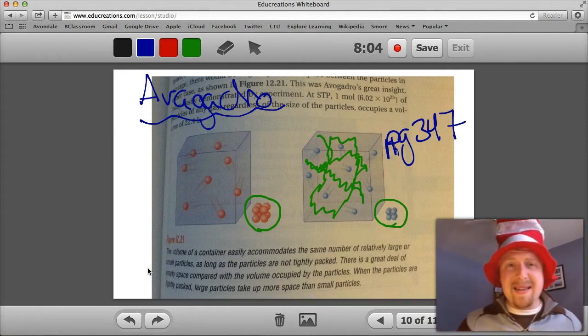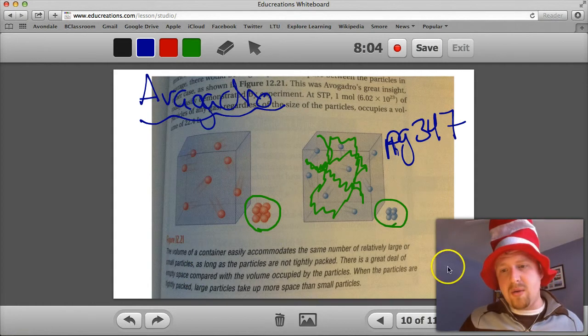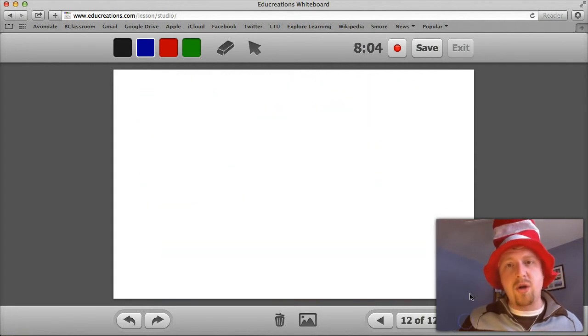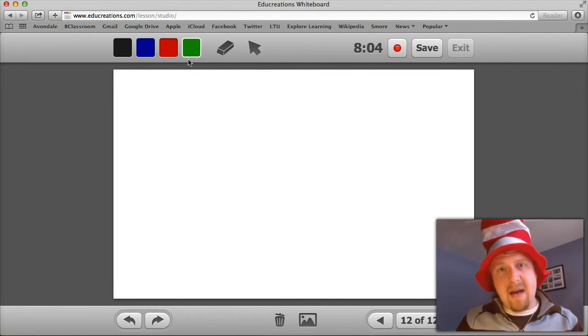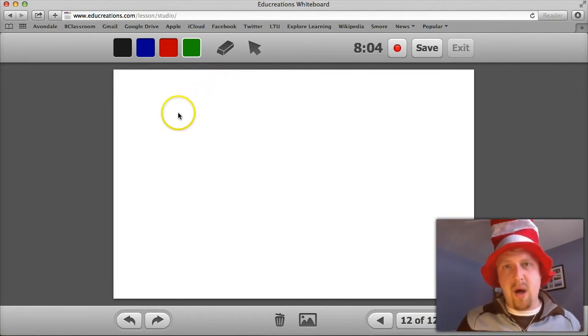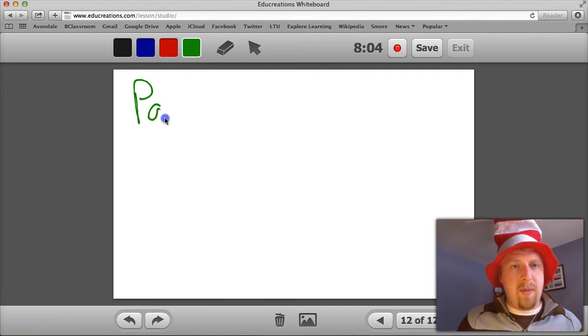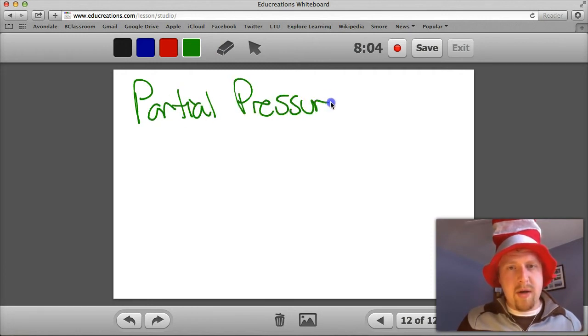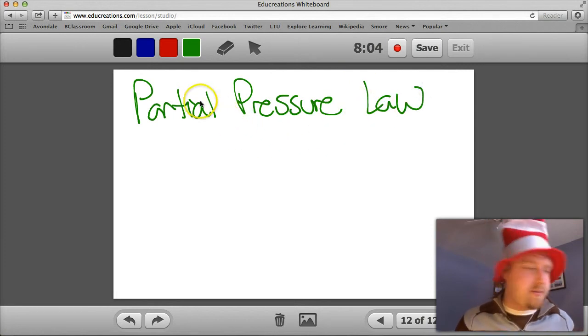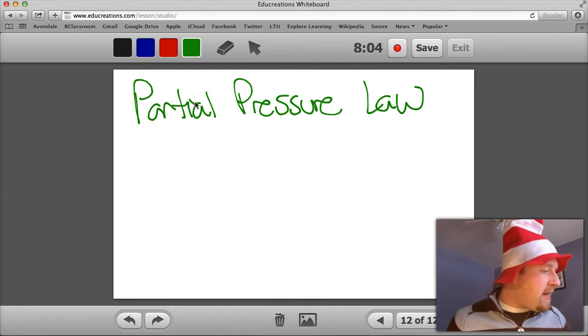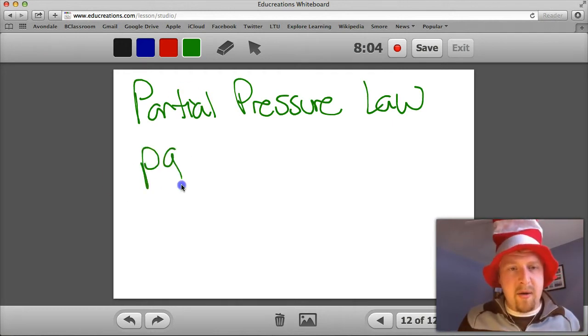Okay, and so this led a guy by the name of Dalton to come up with what we call the partial pressure law. This will be the last tidbit of information we're going to talk about today. It's called the partial pressure law, or Dalton's law of partial pressures. Okay, and information about the partial pressures can be found on page 350.